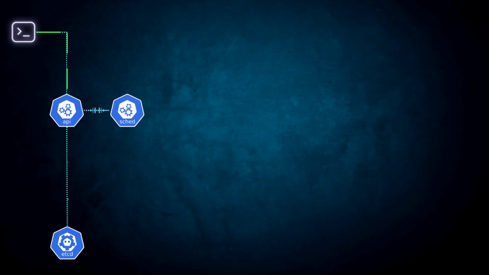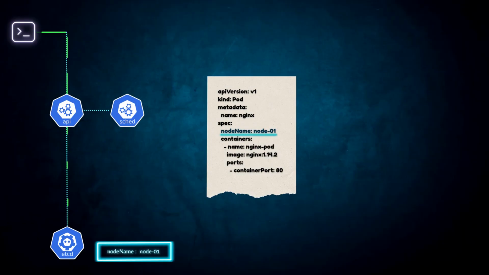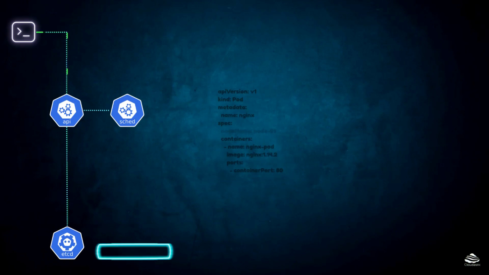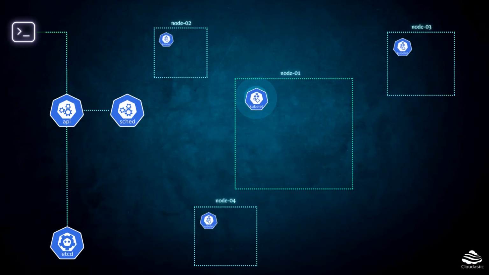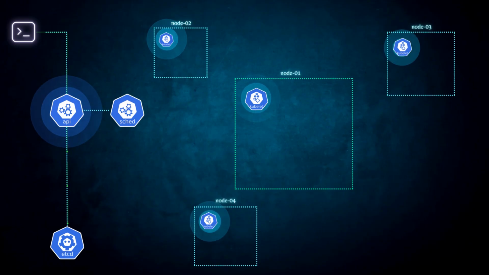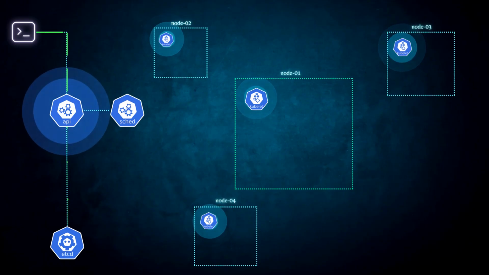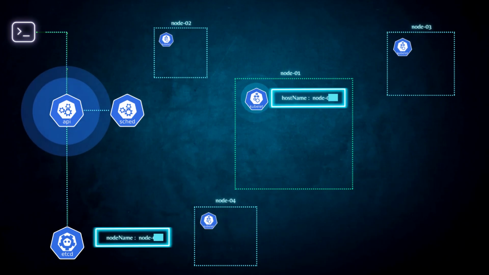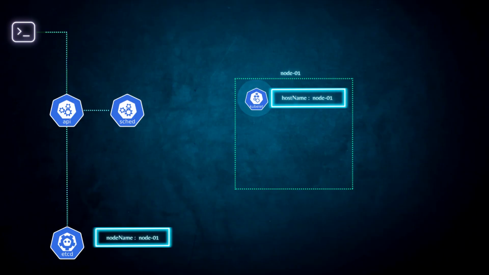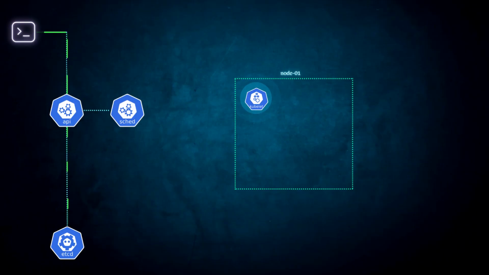Instead, it communicates this decision back to the API server, which updates the pod specification in the etcd database. Only at this stage, the node name field gets updated for the pod. The kubelet running on each worker node continuously watches the Kube-API server for pods assigned to its specific node. When it notices that the pod's node name field matches its own host name, the kubelet takes ownership and becomes responsible for making the desired state a reality.